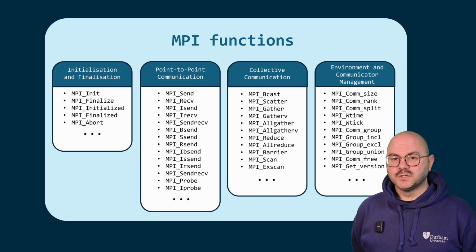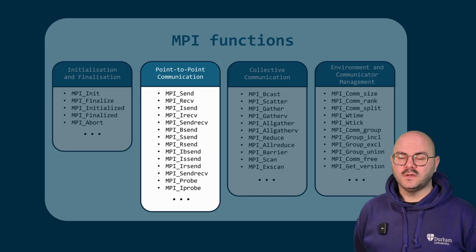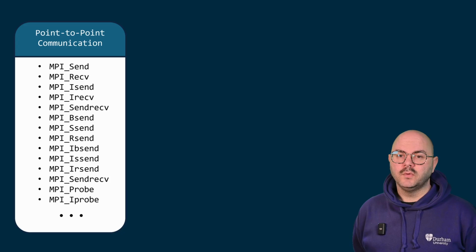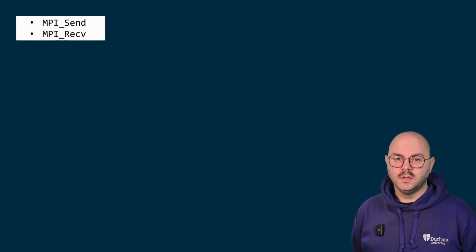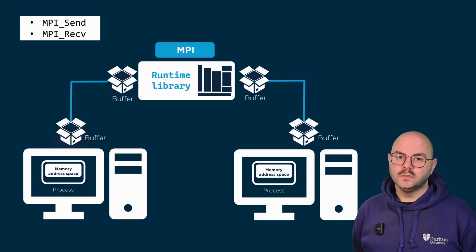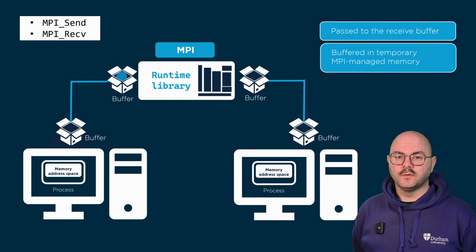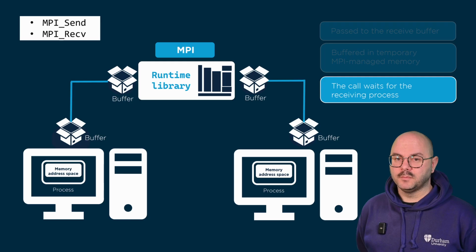The primary function of MPI is to enable communication between processes. The simplest form of communication is point-to-point communication, which involves sending a message from one process to another. In MPI, these tasks are accomplished with the MPI_Send and MPI_Recv functions. These calls are blocking, which halts execution until certain conditions are met. In standard send mode, the message is either passed to the receive buffer, buffered in temporary MPI-managed memory, or the call waits for the receiving process. The first two options return quickly, while the last option will block the process.